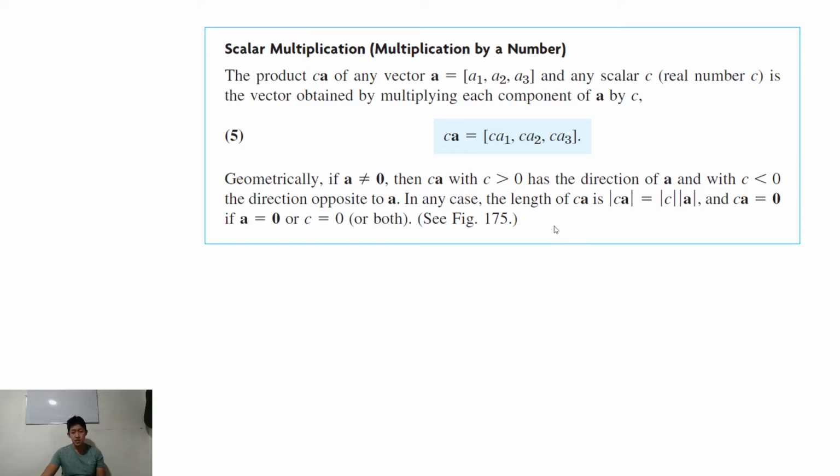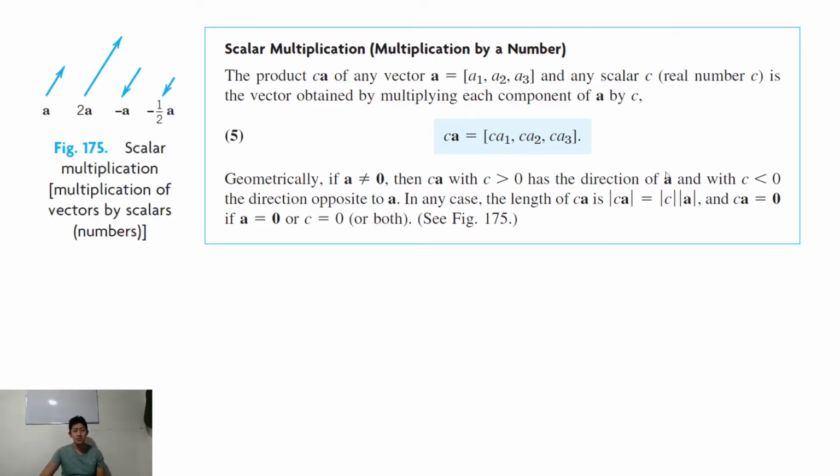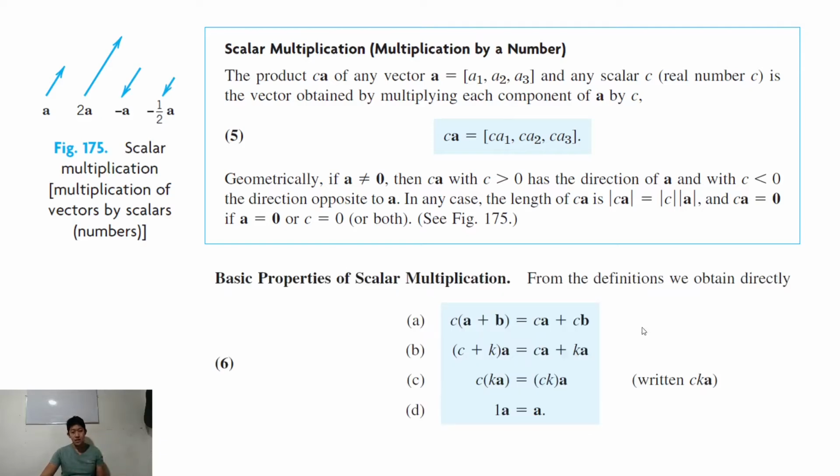Scalar multiplication is where you just distribute the scalar quantity. This is what happens: this is the original vector. If you multiply by 2, its length doubles. If you multiply by negative 1, the direction changes, as well as this one. Again, these are the basic properties.